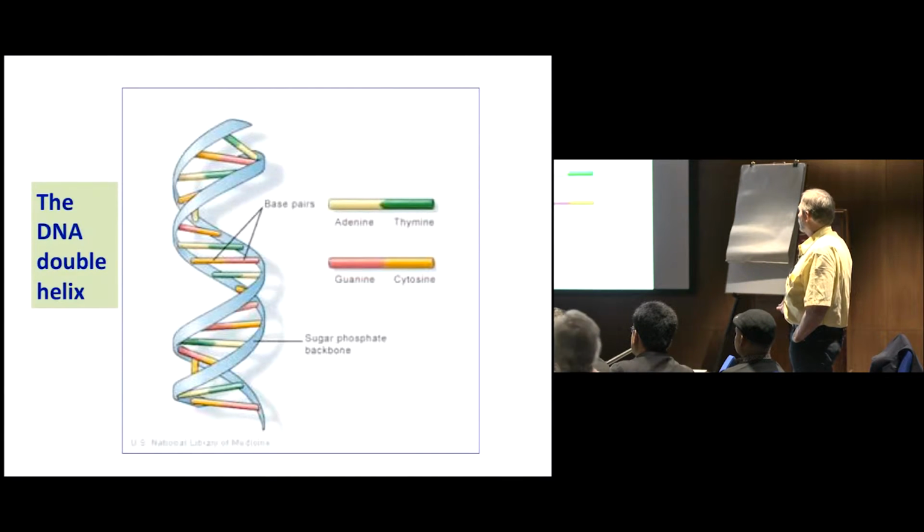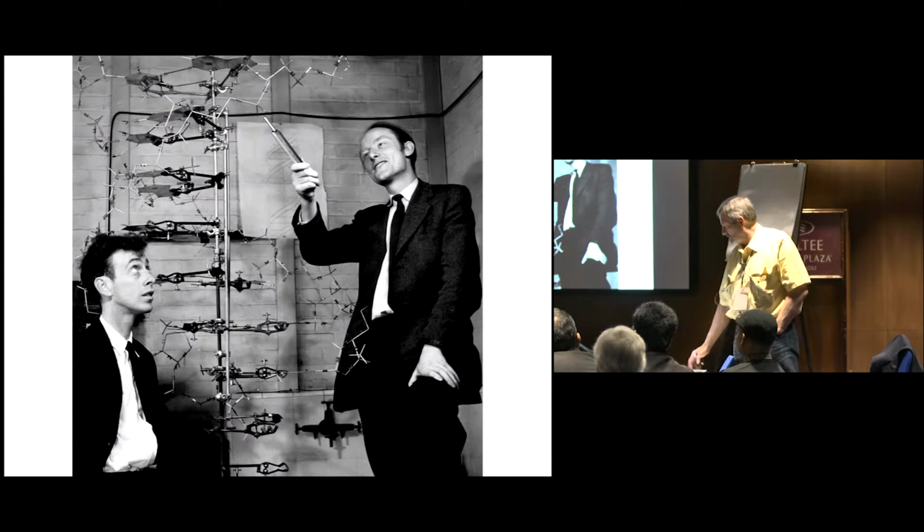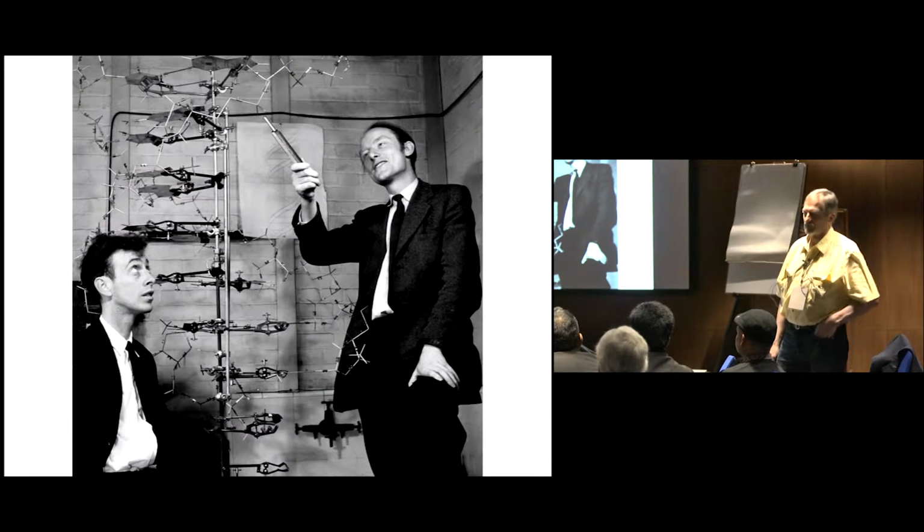So an adenine base always pairs with a thymine base, a guanine with a cytosine, and along with a sugar phosphate backbone forms the DNA double helix. These guys became quite famous for this.